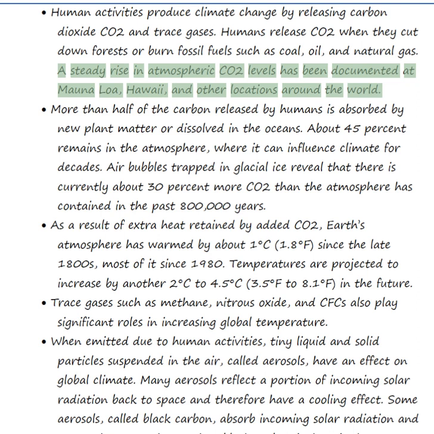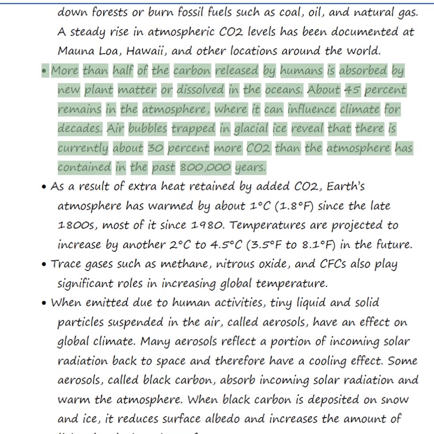A steady rise in atmospheric CO2 levels has been documented at Mauna Loa, Hawaii, and other locations around the world. More than half of the carbon released by humans is absorbed by new plant matter or dissolved in the oceans. About 45% remains in the atmosphere, where it can influence climate for decades. Air bubbles trapped in glacial ice reveal that there is currently about 30% more CO2 than the atmosphere has contained in the past 800,000 years.